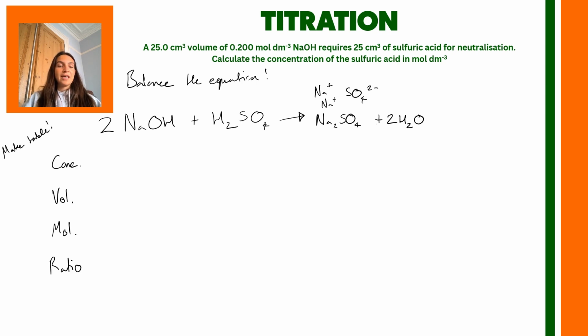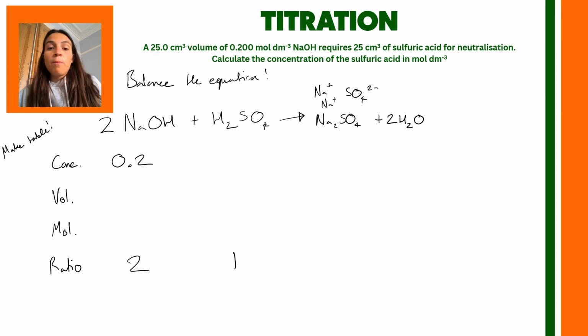So I can make my table now for concentration, volume, moles, ratio. So what information have I been given? I've been given the concentration of my sodium hydroxide. I haven't been given the ratio. I've now come up with the ratio that for your sodium hydroxide to sulfuric acid, you have 2 moles of sodium hydroxide for 1 mole of sulfuric acid. Remember, that was the point in even writing this equation out and balancing it in the first place.